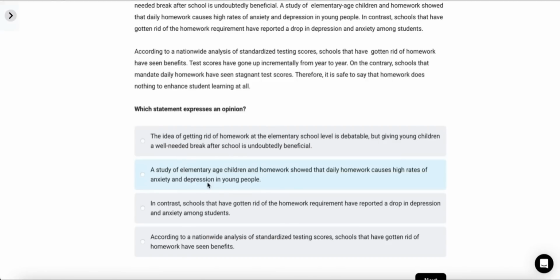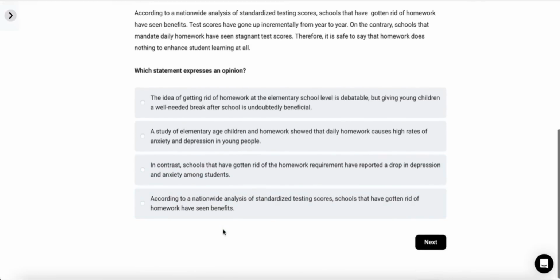A study of elementary-age children and homework showed that daily homework causes high rates of anxiety and depression in young people. This is directly referring to a specific study, so it's unlikely that it's just someone's thought. It's referring to something directly. So it sounds like this is a fact. In contrast, schools that have gotten rid of the homework requirement have reported a drop in depression and anxiety among students. Again, this is a report, have reported. So this statement here is a reference to a report. So this is a factual statement.